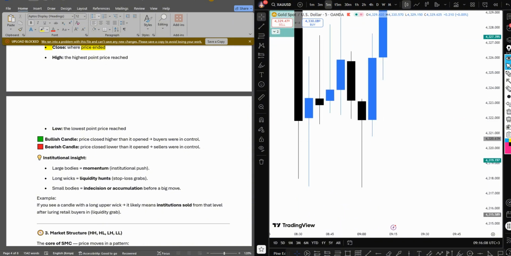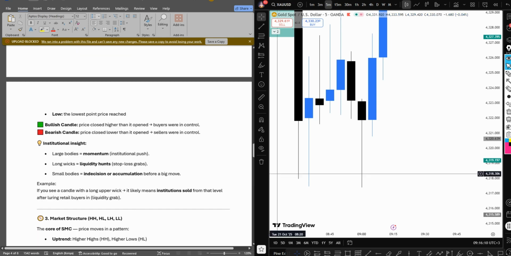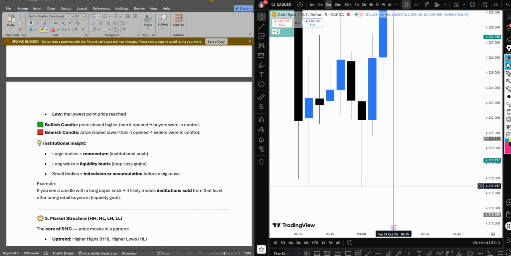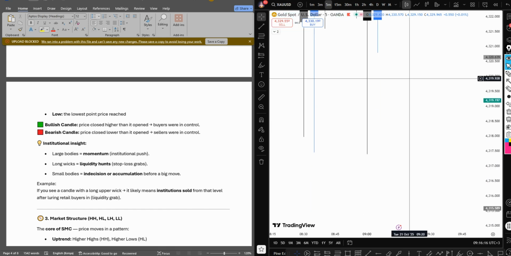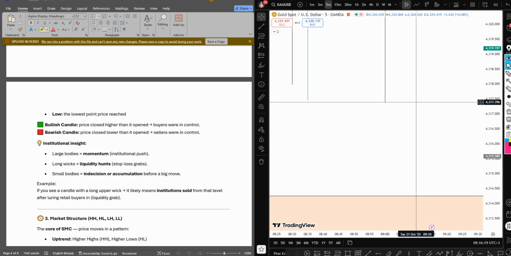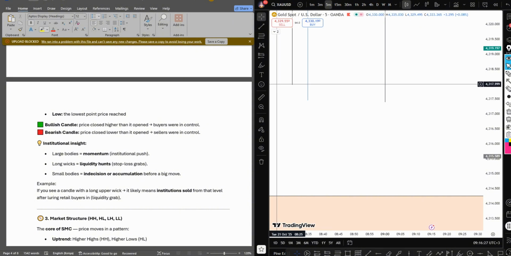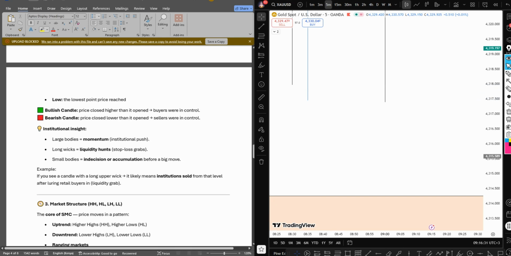Then we have long wicks. See, long wicks. All these long wicks are often liquidity hunts. You can see here, this long wick was a liquidity hunt for this. And this long wick here was a liquidity hunt for this. Okay. So we'll get more into liquidity later, but that's generally what we'll be looking for.